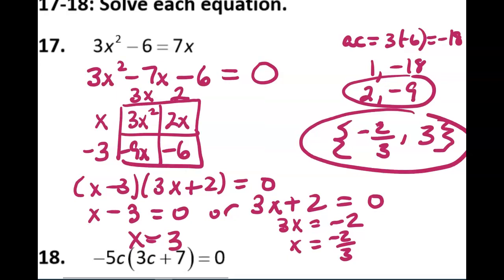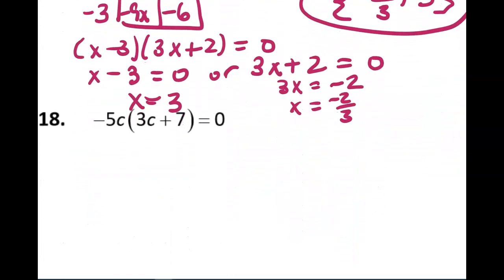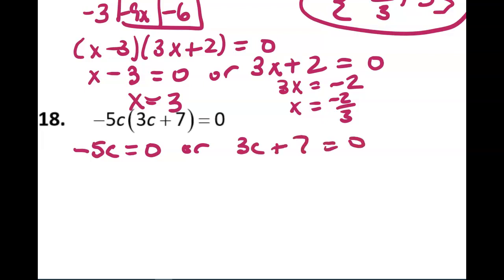All right, let's check out 18. 18 is actually easier. Why is it easier? Because we already have it in factored form, and one side is already 0. So if two factors multiply together to give a result of 0, that means that one of the factors is 0, or the second factor is 0.